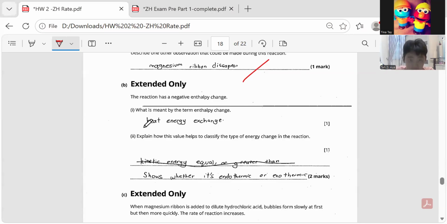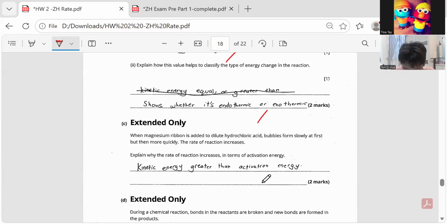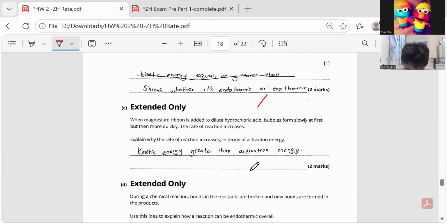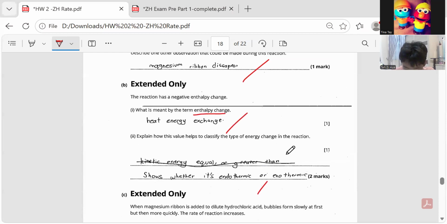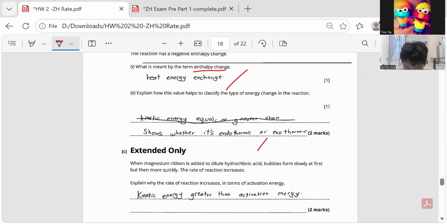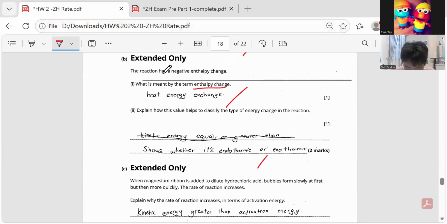It's not heat energy. Enthalpy change means energy change, not heat energy. Okay, can. When magnesium is added to the... No, okay, I want you to read this again. Think carefully. It has something to do with what I highlighted. Think carefully. This is a higher order thinking skill. Think carefully a bit.